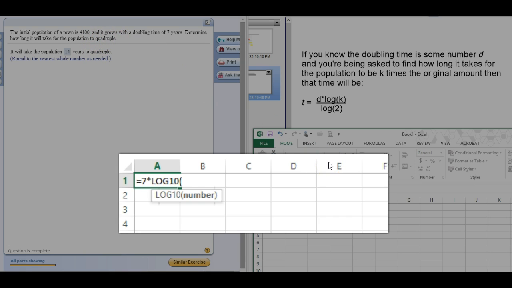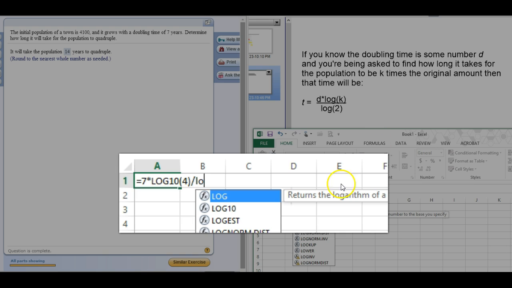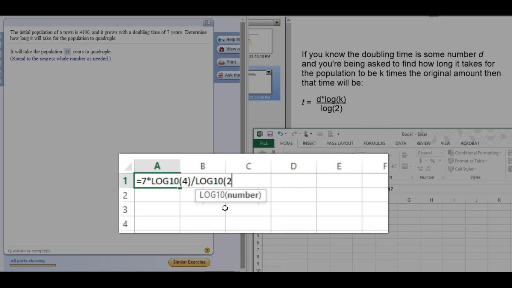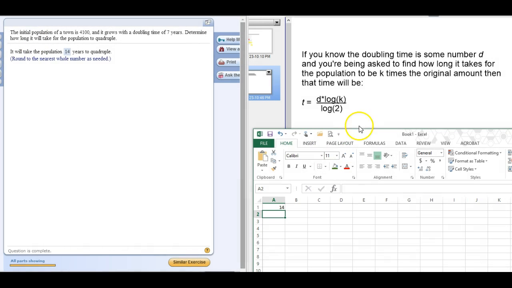But it could say triple, it could be 10 times the original. You just use whatever number the problem talks about as k right there, and then divided by the log of 2. So again, I'm going to start writing log. Base 10 pops up. I'm going to use base 10 and then just type in 2, and then once I get all that typed in like that, I just hit enter and it tells me that that's 14. So either way, that gives you 14.